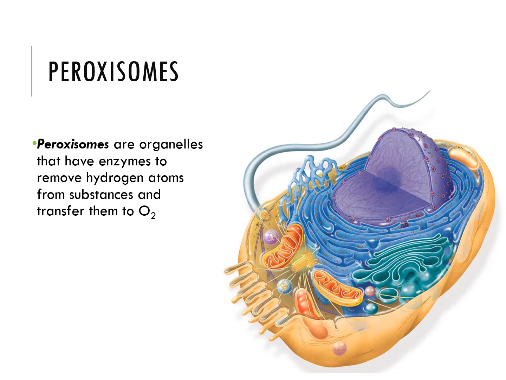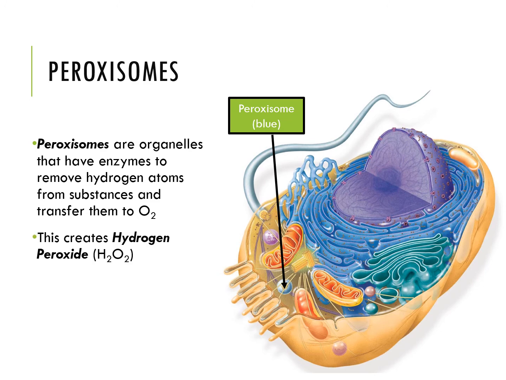You have your peroxisomes, which a lot of times people don't really talk about, but they're organelles that have enzymes to remove hydrogen atoms from substances and transfer them to O2. You've got those little peroxisomes right there in blue, and they help create hydrogen peroxide, which can neutralize toxins.